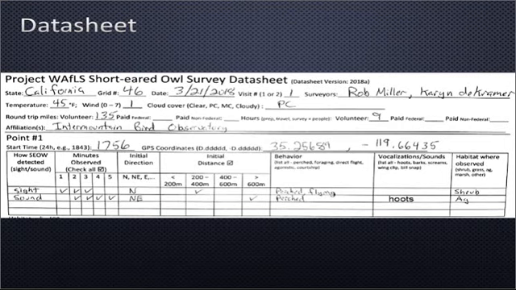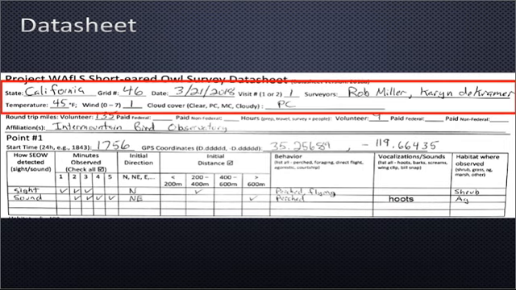So now let's get into the core OWL protocol. This is an excerpt from our data sheet. Across the top we see a lot of just the basic information: what state, what grid number, the date, is it your first or second visit. Please list all surveyors that are participating. If you have 5 people, there should be 5 names there. Temperature to the nearest 5 degrees.